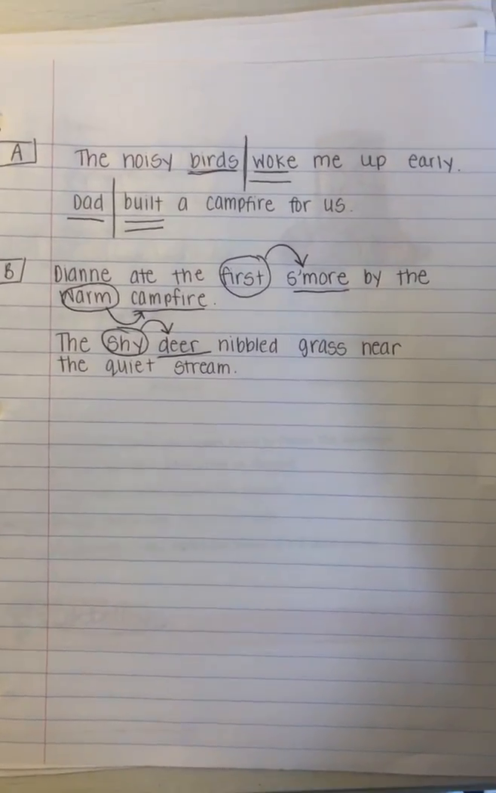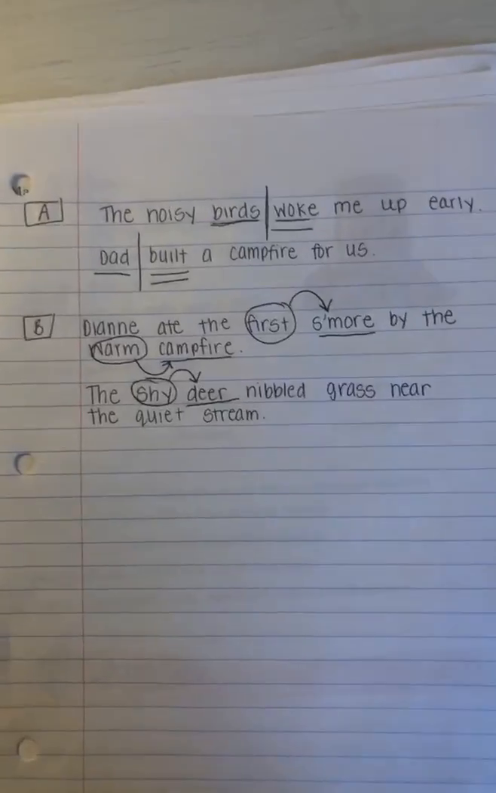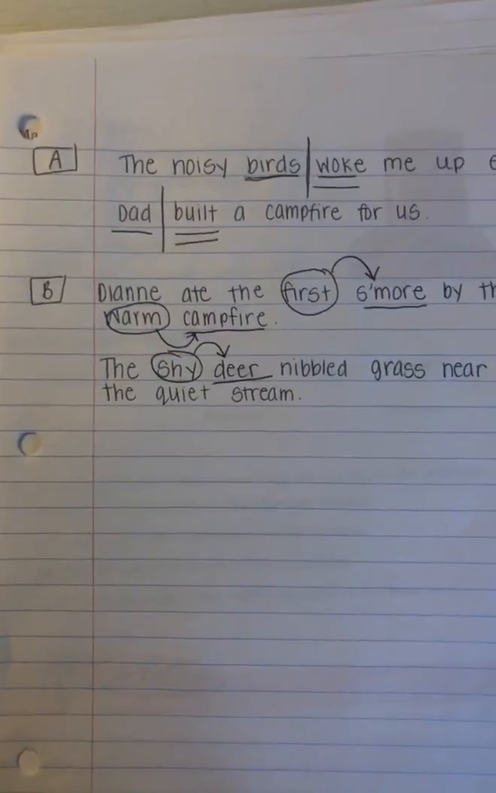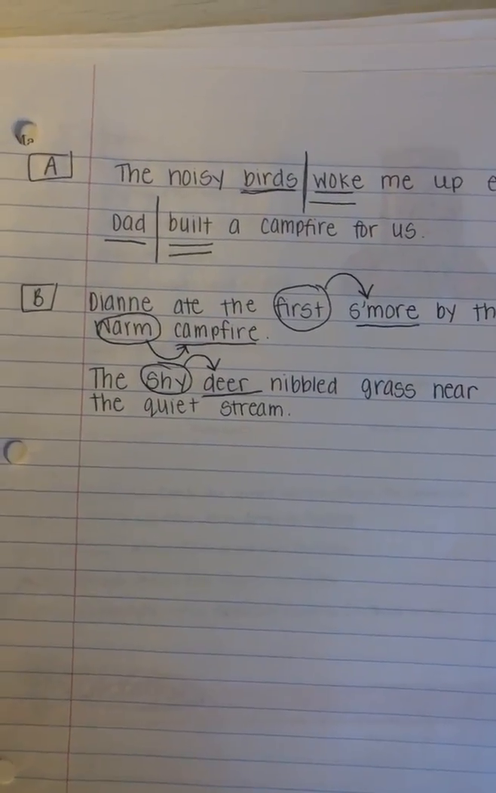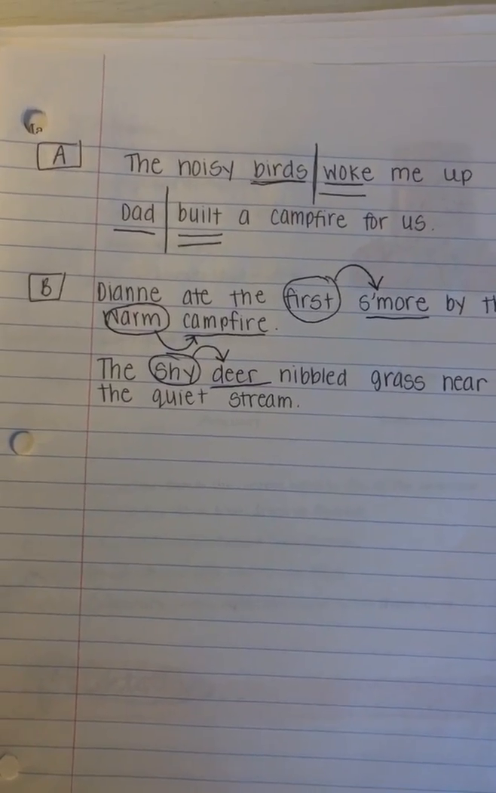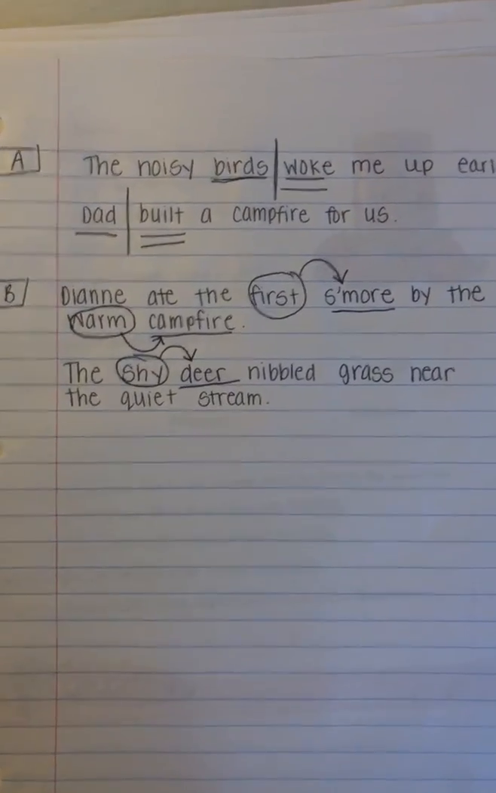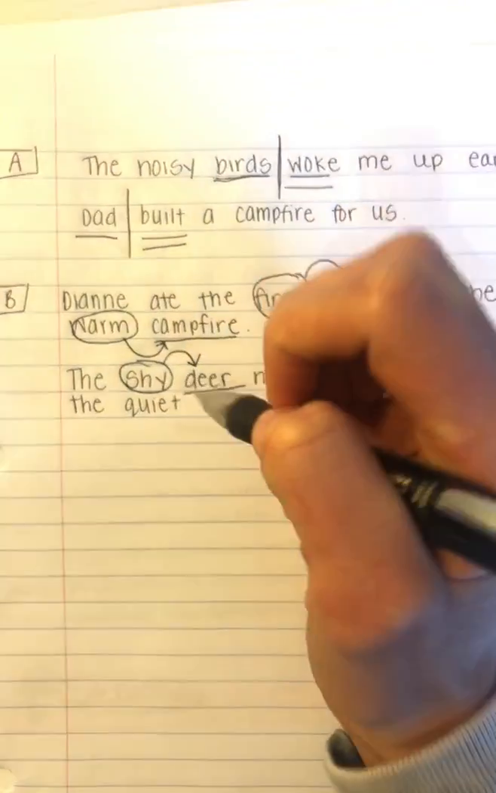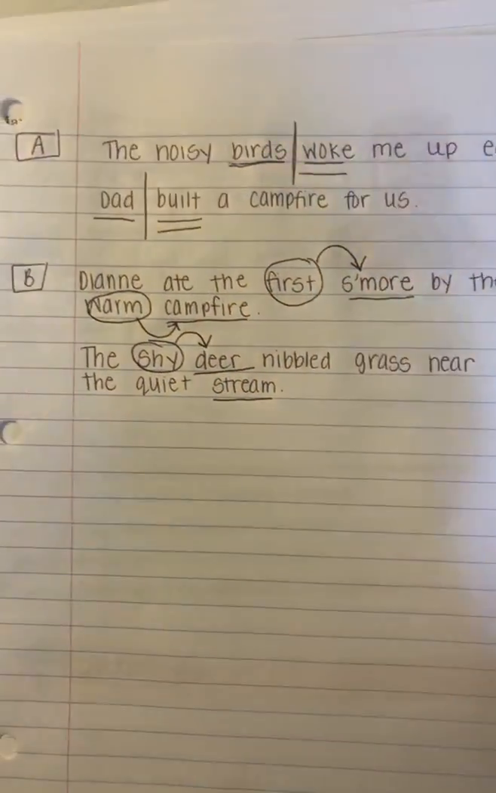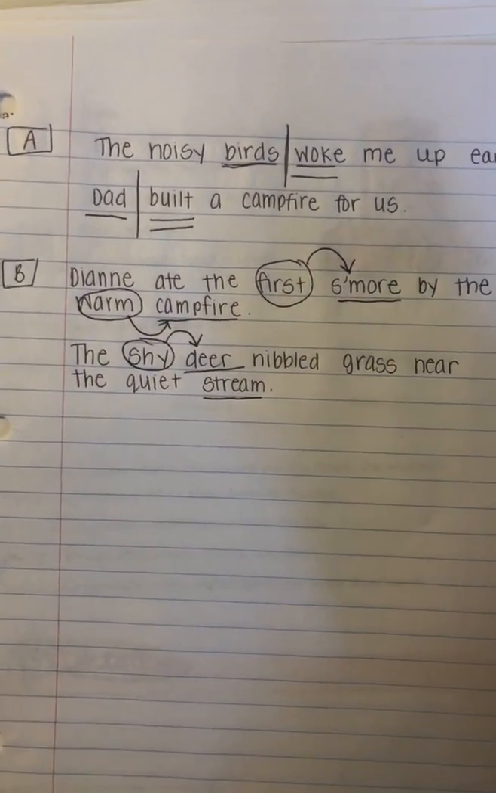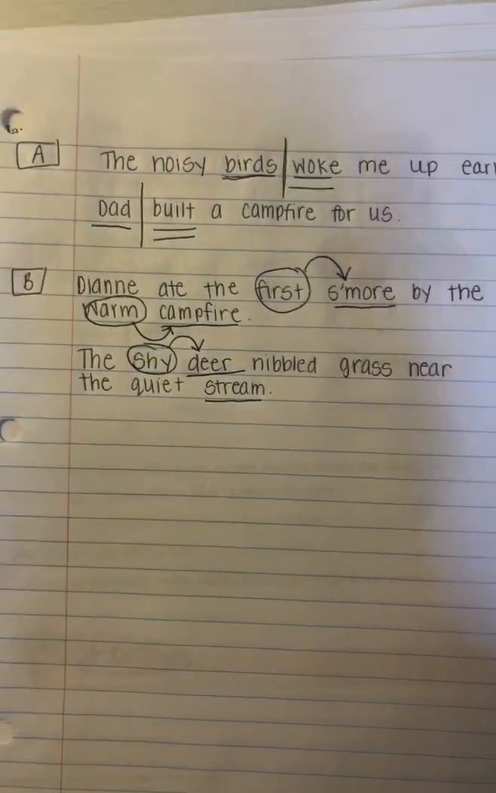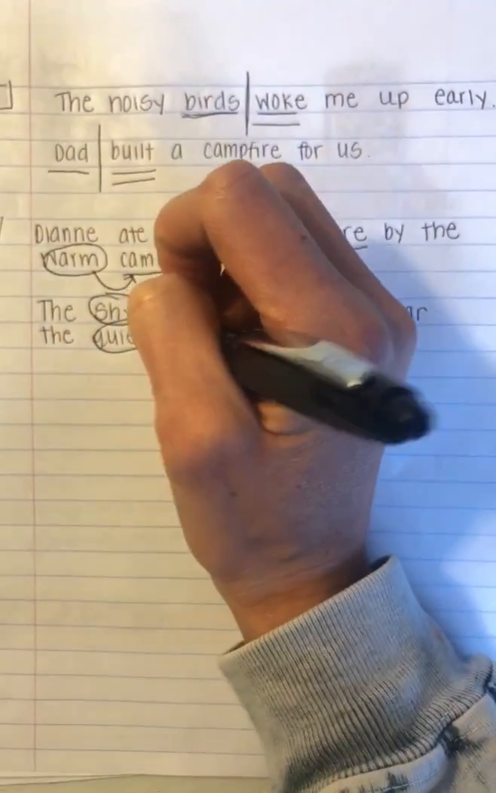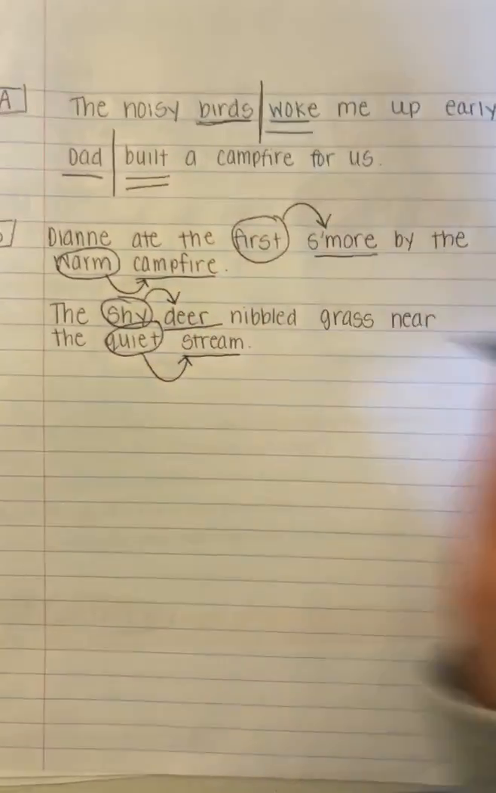The shy deer nibbled grass near the quiet stream. There's one more word here that we need to underline. One more noun. It's the stream. What kind of stream is it? What's the adjective that describes stream? The quiet stream. We're going to circle it and draw an arrow.